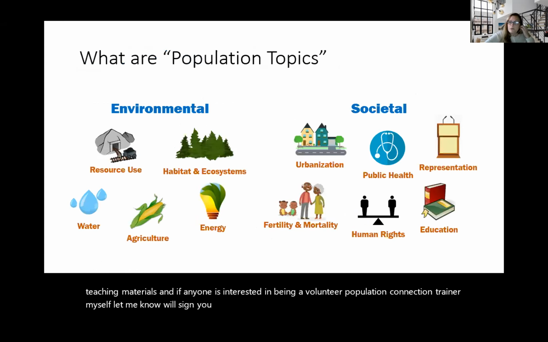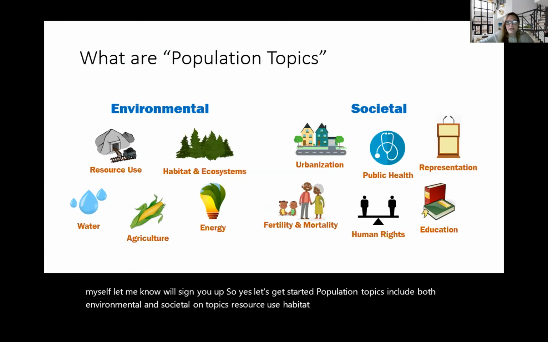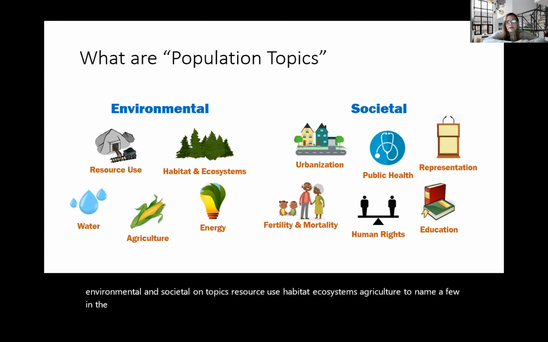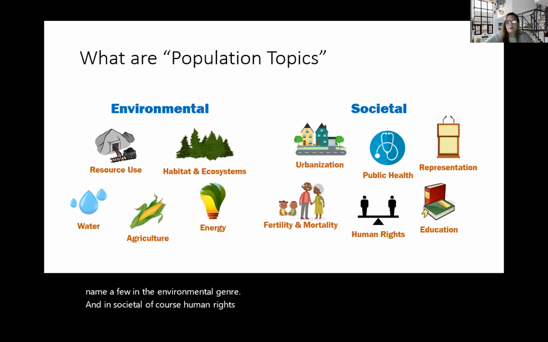Population topics include both environmental and societal topics: resource use, habitat, ecosystems, agriculture, to name a few in the environmental genre, and in societal, of course, human rights, public health, urbanization.